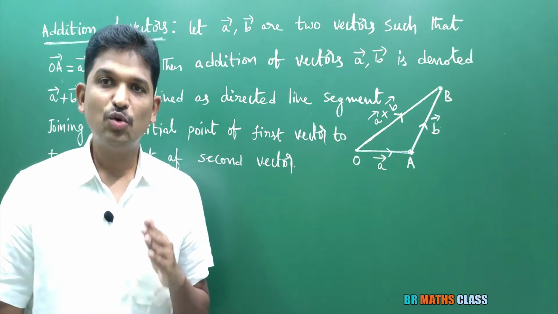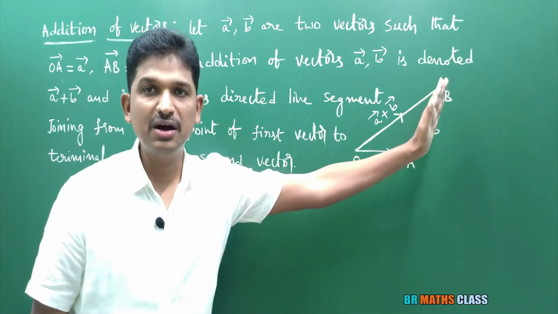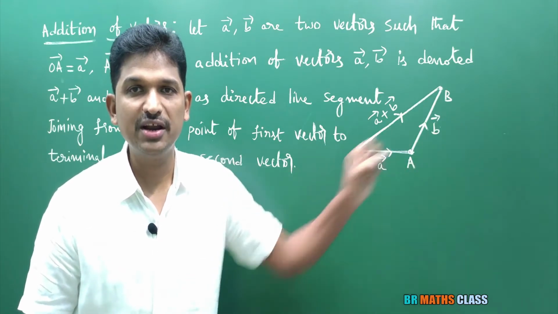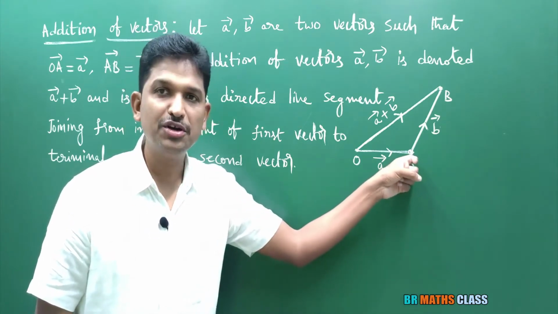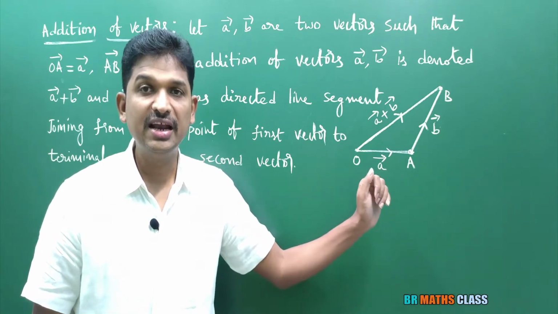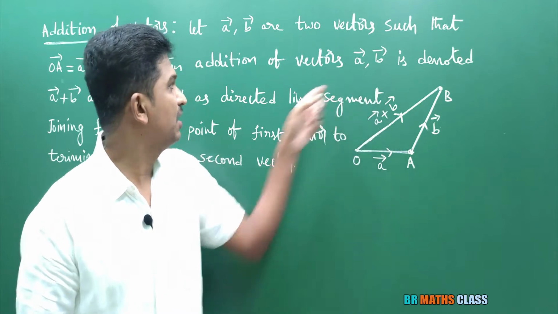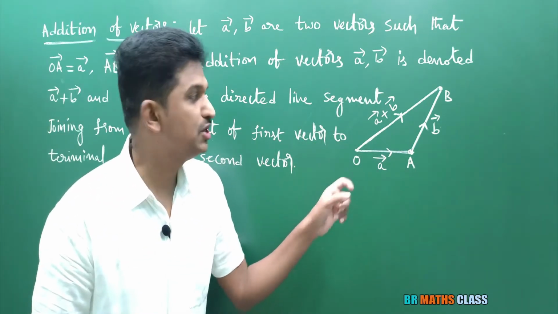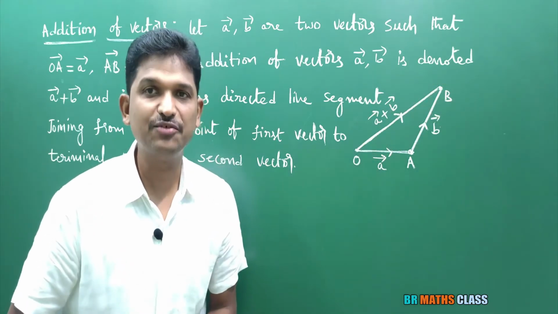I'll quickly recall the definition of addition of vectors. Let A bar, B bar be two vectors such that OA bar equals A bar and AB bar equals B bar. Here, the point you need to understand is that the terminal point of the first vector and the initial point of the second vector must be the same. Then the addition of vectors A bar, B bar is denoted by A bar plus B bar, and it is defined as the directed line segment joining the initial point of the first vector to the terminal point of the second vector.